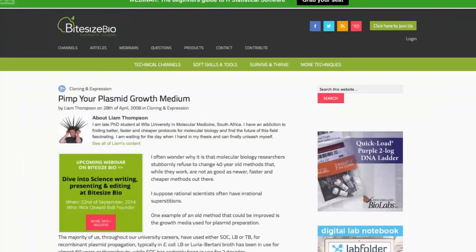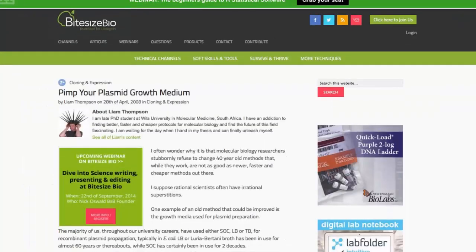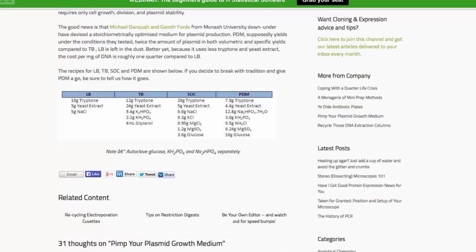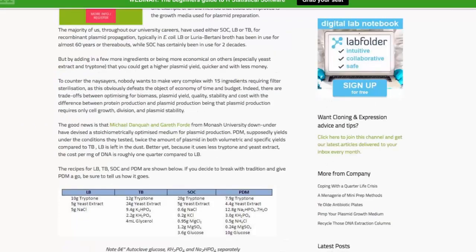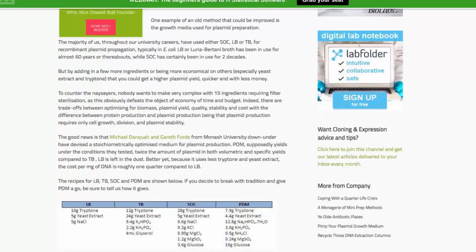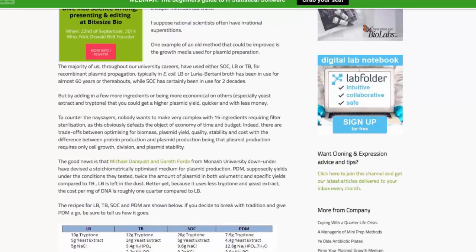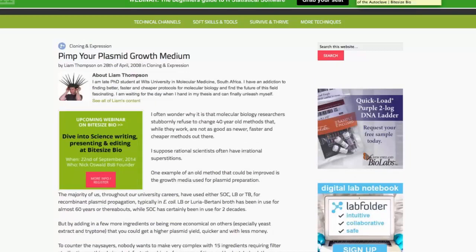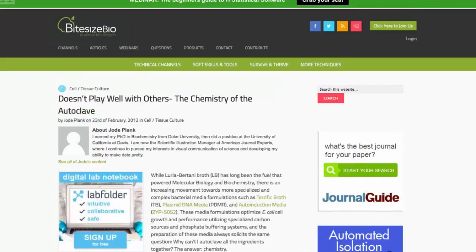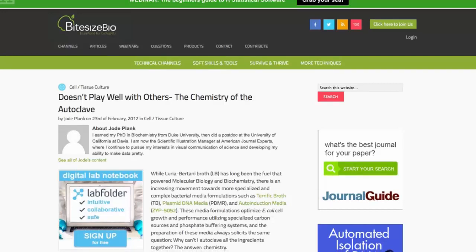This one's quite a nice one because it pulls together a few different papers. It's looking at growth medium for bacteria, and it explains the pros and cons of different growth media. Again, it's pulling out something from the literature and simplifying it so that it's easily digestible in a 5-minute coffee break. And another one by Jode Plank here, who went on to get a job in publishing from here.